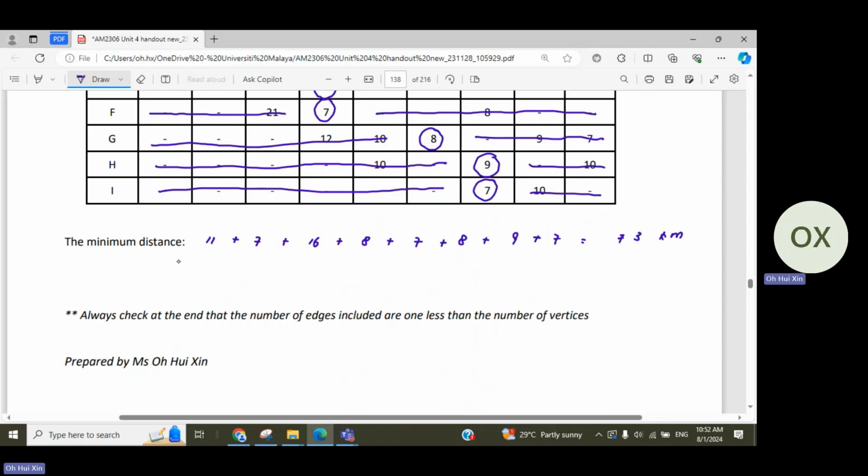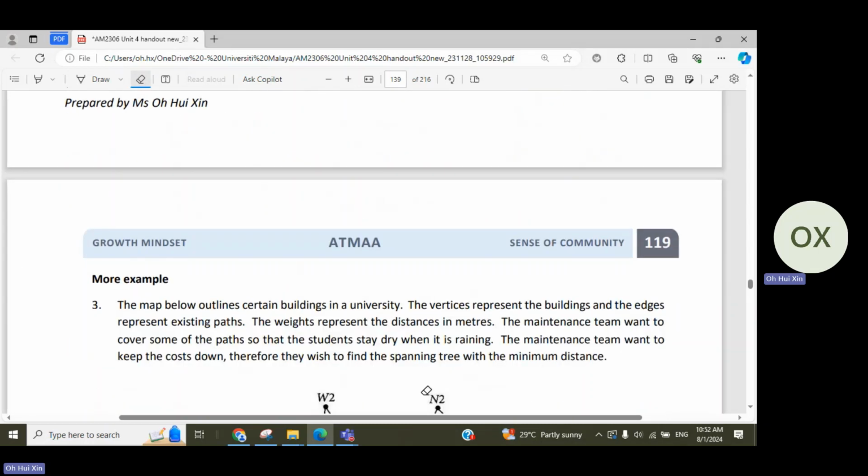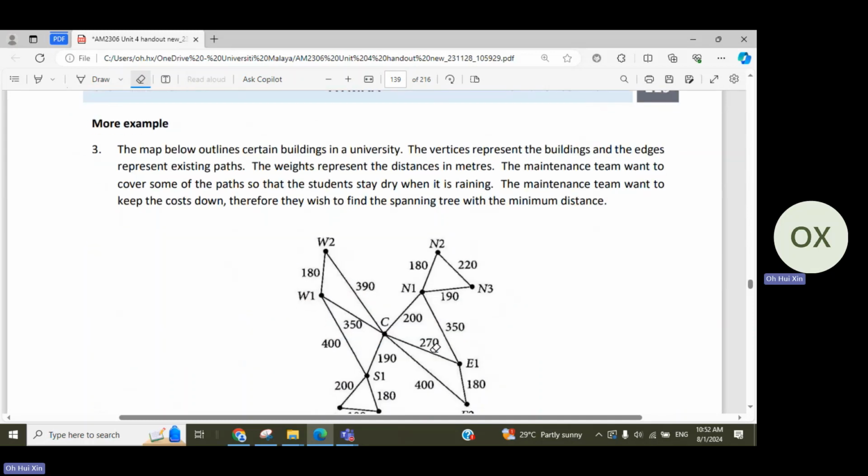So the same thing as the notes here, like what I said, the number of edges is supposed to be 1 less than the number of vertices. I will do one more time in the next example. Then after that, question 4, you should be able to do it yourself before we move on.